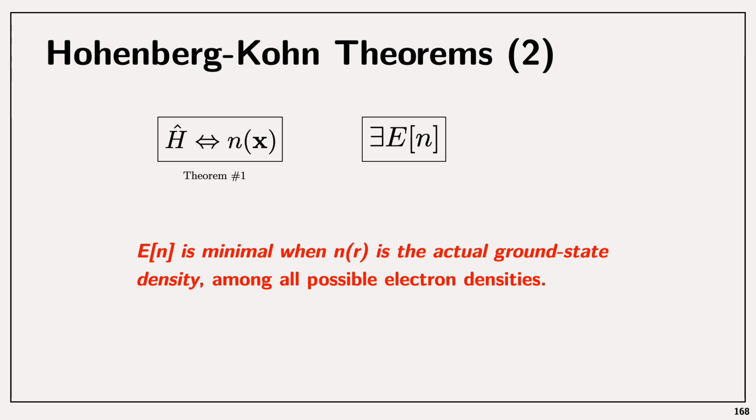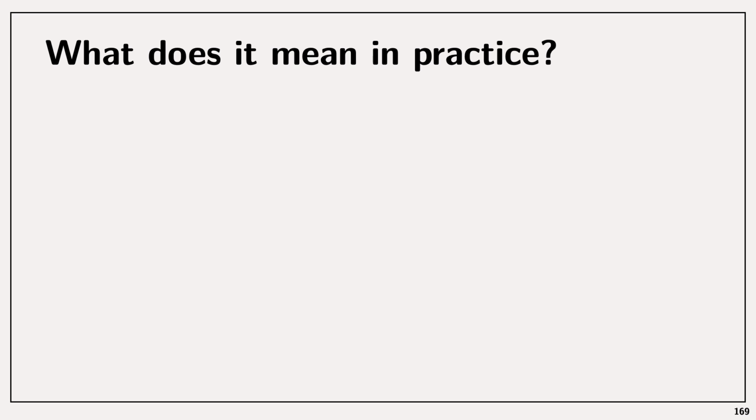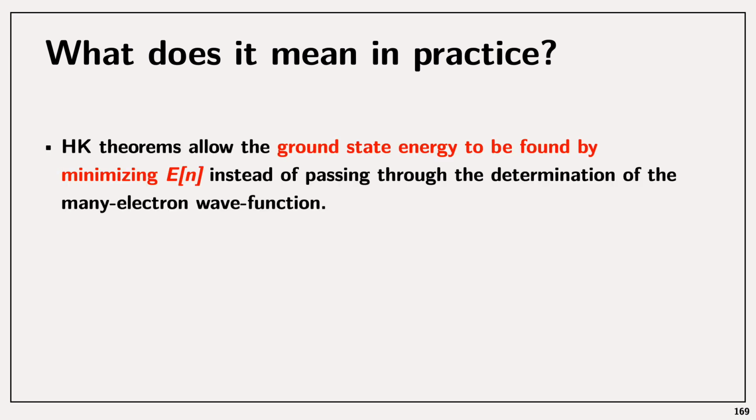So the Hohenberg-Kohn theorem gives you an idea that now you can forget the wave function, you can just use density. These are really the fundamental theorems of density functional theory. We are going to prove them. It's actually a pretty straightforward proof. So what does it mean in practice? It means that the ground state energy can be found by minimizing the energy functional, but there is a caveat.